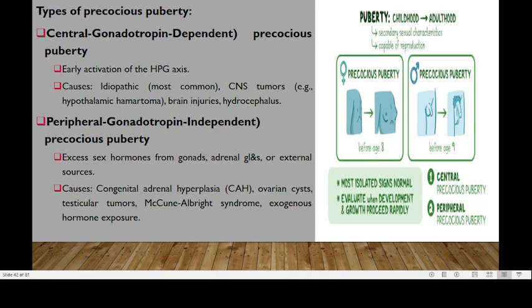So we have two types of precocious puberty. We have the central gonadotrophin dependent, and we have the peripheral gonadotrophin independent. In the central, we have early activation of this axis, and it can be caused by idiopathic, which is the most common cause. For the peripheral gonadotrophin independent precocious puberty, we have excessive sex hormones from gonads, adrenal glands, and external sources, and the causes could include congenital adrenal hyperplasia, which you just looked at.